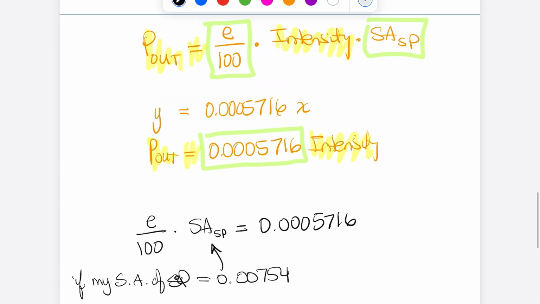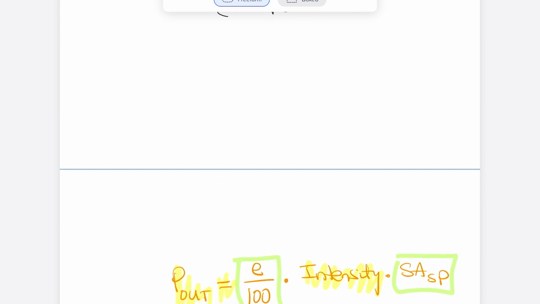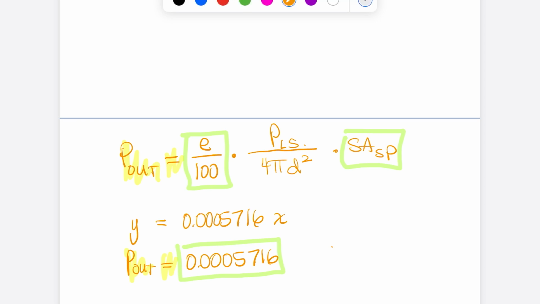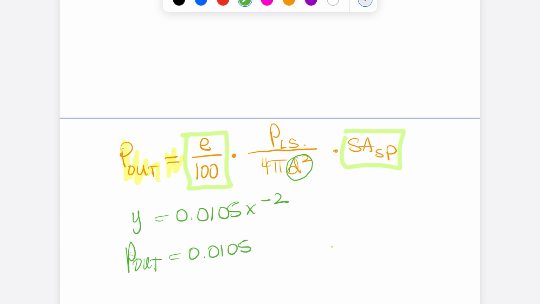If you are in the other class, let's do this again, but we'll do it for the distance. So let's copy this. Instead of intensity, your theoretical derivation had power of the light source over 4 pi distance squared. This is on the graph, right? Yours looked like this. This was your theory, and your equation was y equals 0.0105x to the negative 2. I'm just rounding my exponent. So my mathematical model would be power out equals 0.0105 times 1 over d squared.